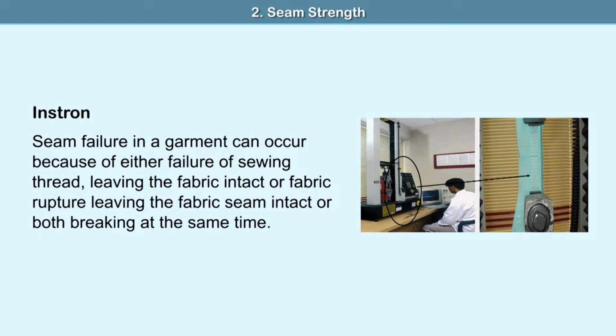Seam strength is tested by the instrument Instron. Seam failure in a garment can occur because of either failure of sewing thread, leaving the fabric intact, or fabric rupture, leaving the seam intact, or both breaking at the same time.